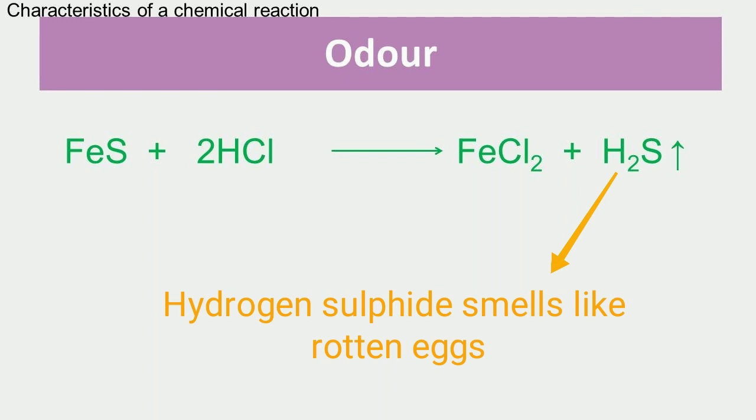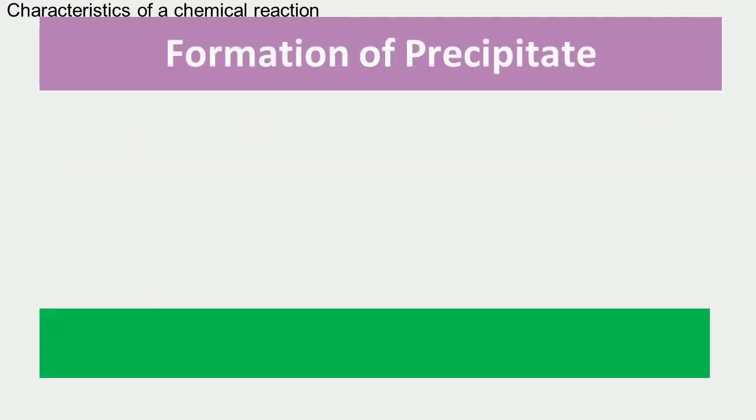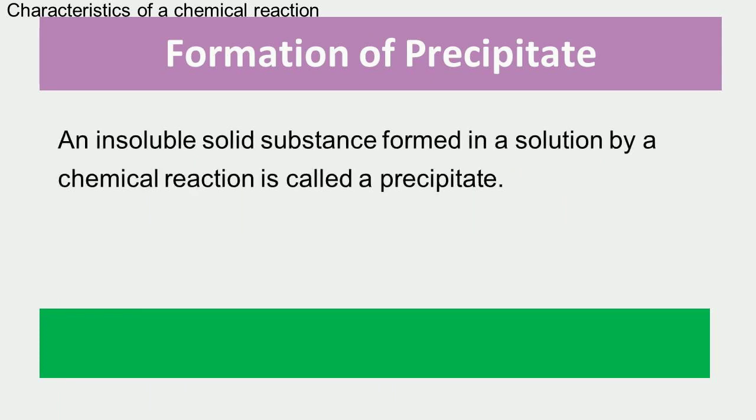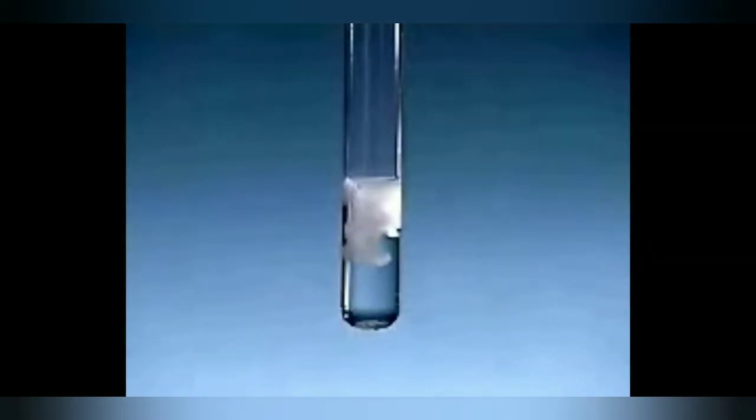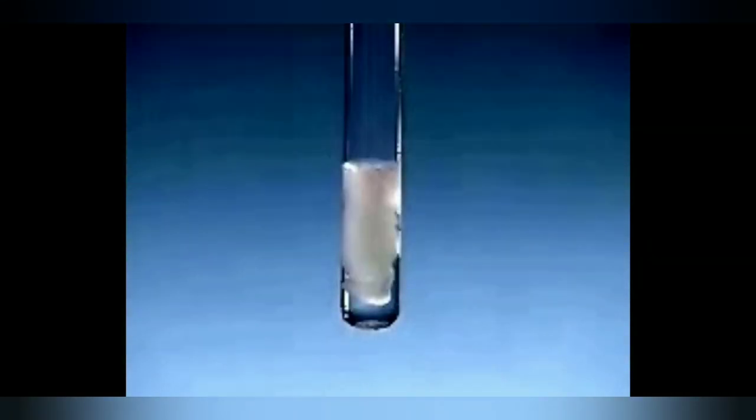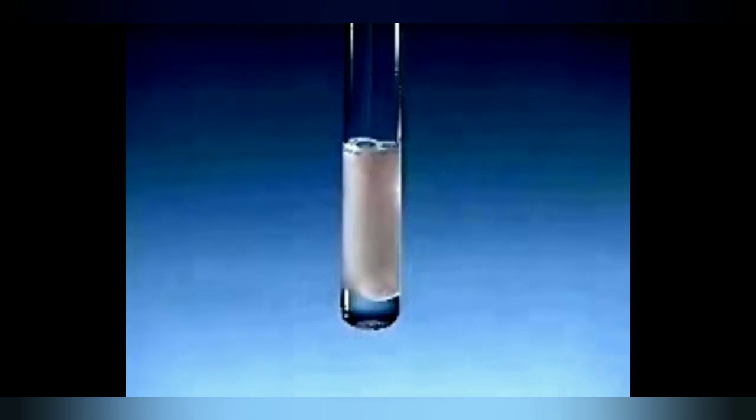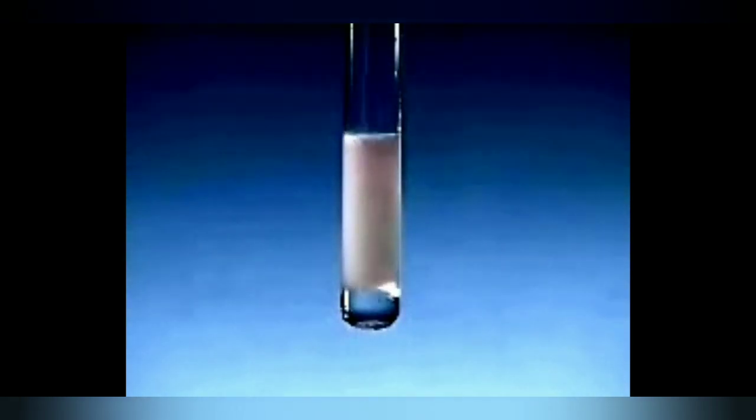In some reactions, formation of a precipitate takes place. A precipitate is defined as an insoluble solid substance formed in a solution by a chemical reaction. For example, when barium chloride solution is added to a solution of sodium sulfate, a white precipitate of barium sulfate is formed along with sodium chloride.